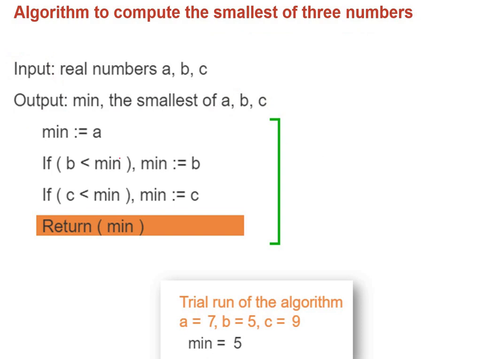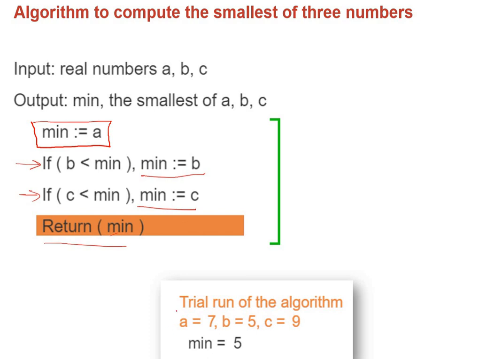So the algorithm works the following way. You first set minimum to A, so you don't know whether that's a minimum or not, but then you basically go and check whether B is less than the minimum. If B is less than the minimum, you set minimum equal to B. If C is less than minimum, you set minimum equal to C, and then you return the minimum.